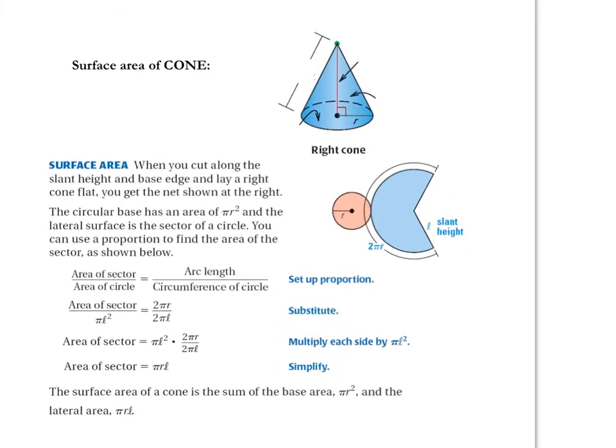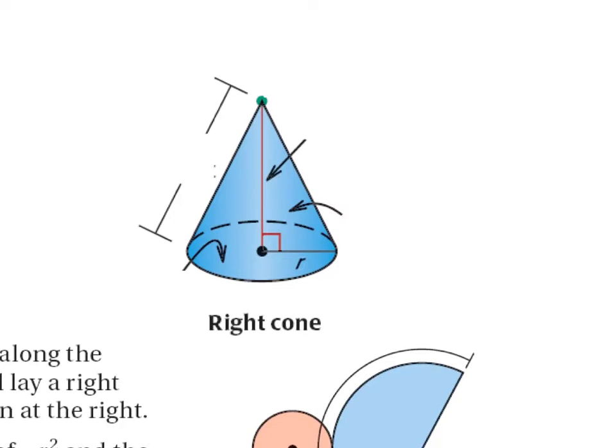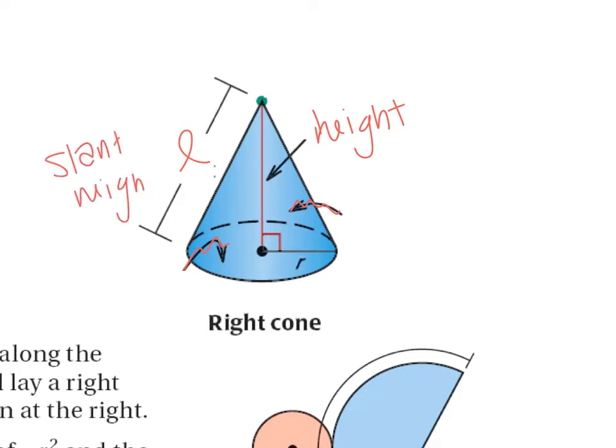Cones are a little different. This is what we call the slant height. Just like a pyramid has a slant height, cones have a slant height. This is your height. Okay? And don't worry about these other ones. This is slant height. We call that L.